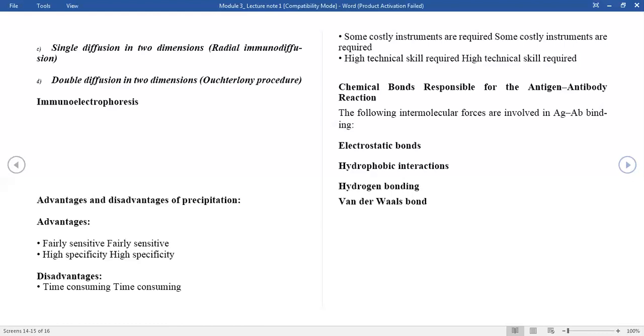If on observation the precipitating bands fuse and form a spur-like projection, in this case the antigens are cross-reacting. So this is known as a reaction of partial identity. So we can detect three different types, identity, non-identity, or partial identity, using the Ouchterlony process. For the diagnosis of smallpox, this method is routinely used in the laboratory.